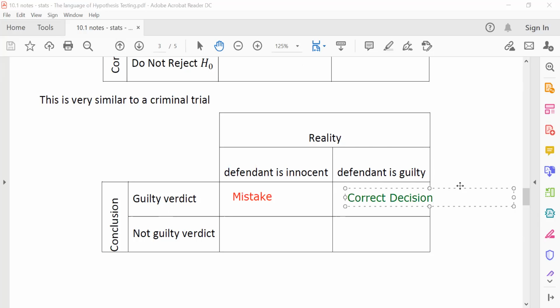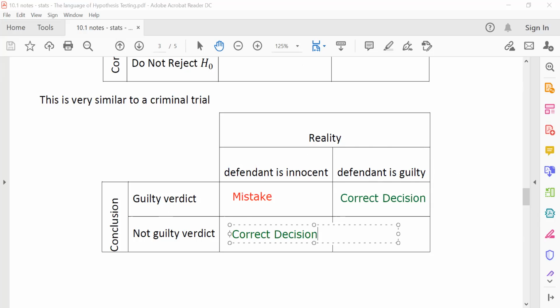Whether or not we know 100% it's a correct decision is not always going to happen, but it's still correct. Now, in the case that the defendant is innocent and we make a not guilty verdict, again, correct decision. Notice the big key here is that we either render a guilty verdict or the court renders a not guilty verdict. The court does not say you're either guilty or innocent. The court says you're either guilty or not guilty.